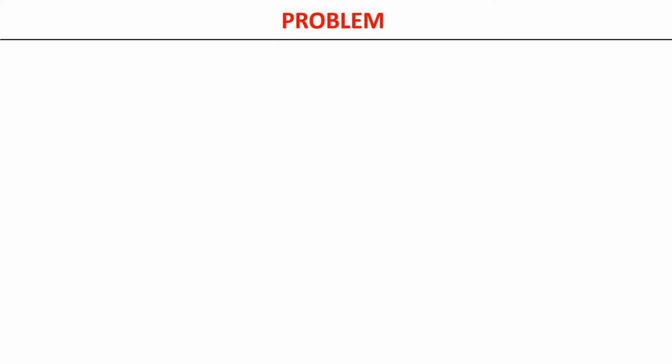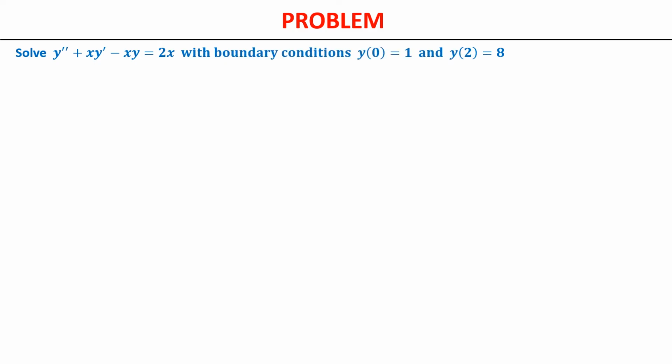Let me start with a problem where I need to solve y double dash plus x y dash minus x y equal to 2x. So it's a second order ordinary differential equation, as you can see here, with two boundary conditions, y of 0 equal to 1 and y of 2 equal to 8. So the range of x is from 0 to 2.